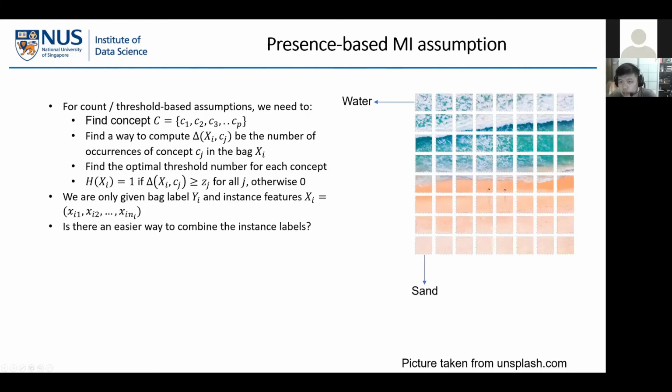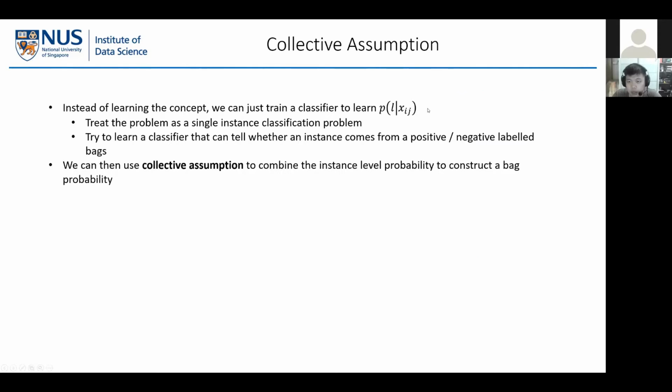Meaning that instead of predicting whether this patch of an image belongs to a concept called water or not, we can just simply assign an arbitrary label, like this patch belongs to a bag that has the label beach, for example, or not a beach. That is what is meant by that. We can just train a classifier to predict the bag label directly from the instance, and then we use an assumption that will combine all these various probabilities to form one prediction.